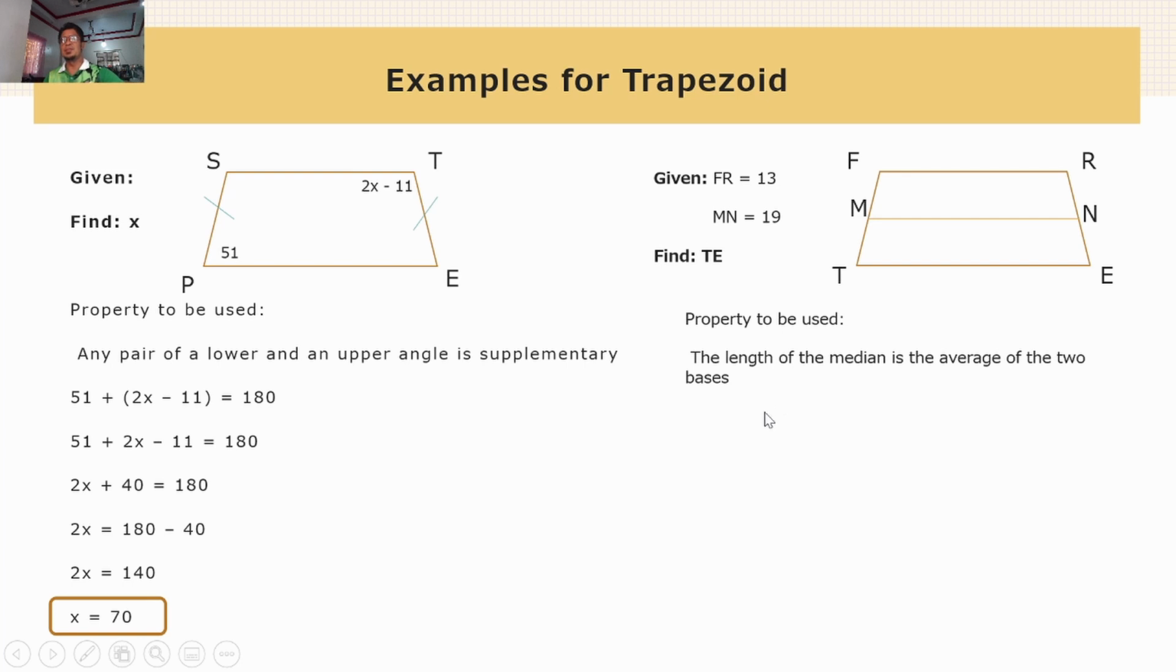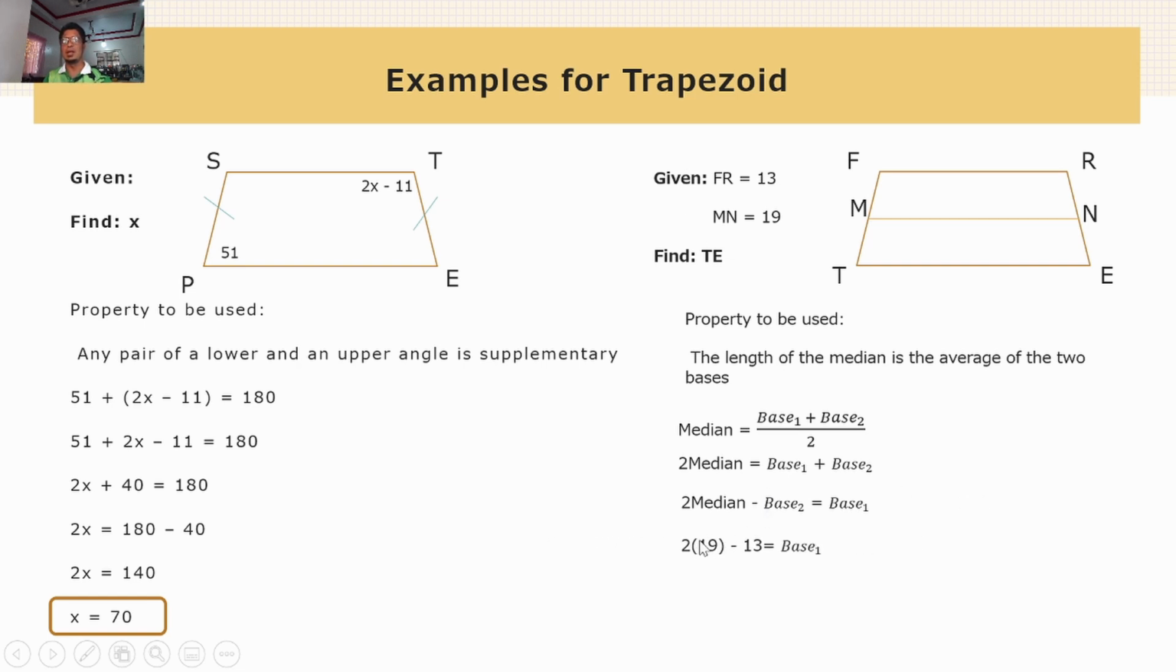So property to be used, the length of the median is the average of the two bases. Ano yung formula? Median is equal to the sum of the two bases divided by 2. So simplifying it, mahirap pag may denominator, punta mo doon. Twice the median is equal to base 1 plus base 2. We are looking for base 1, ilipat sa kabila yung isa. Twice the median minus base 2 is equal to base 1. This will be the formula that we will be using.